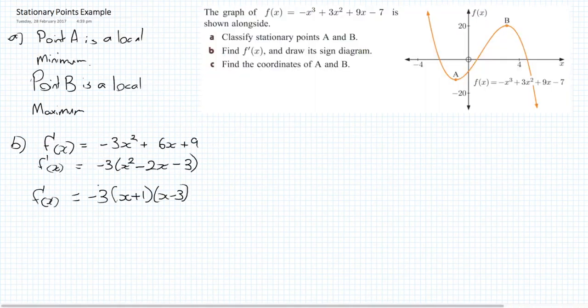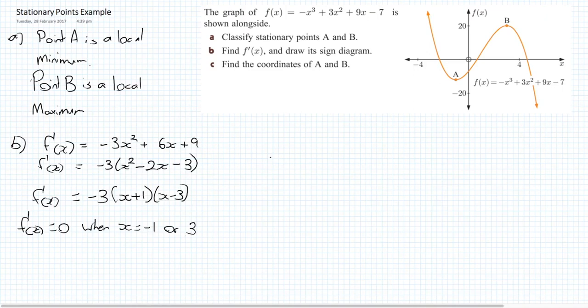To make this entire function equal to 0, there are two values of x that we can have. So f dash x is equal to 0 when x is equal to either minus 1, because minus 1 plus 1 equals 0, or 3, because 3 take 3 is also 0. So now we can draw our sign diagram.